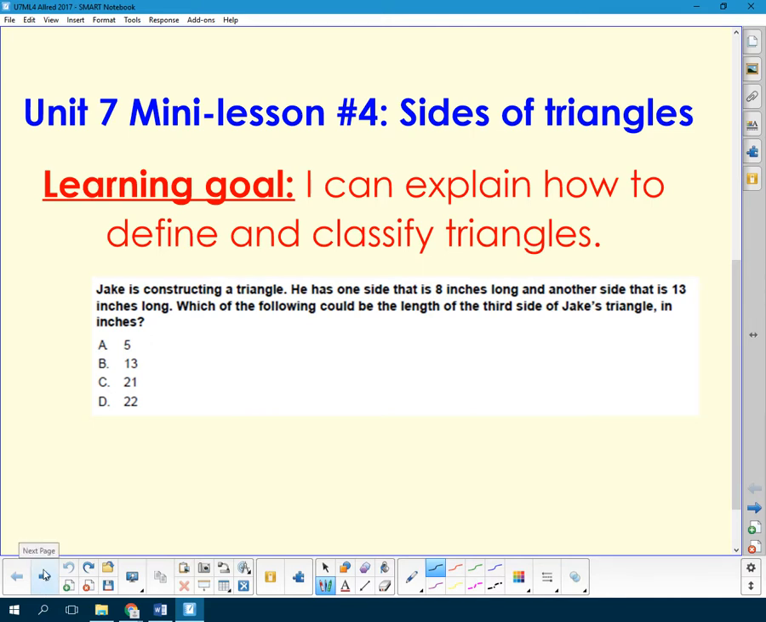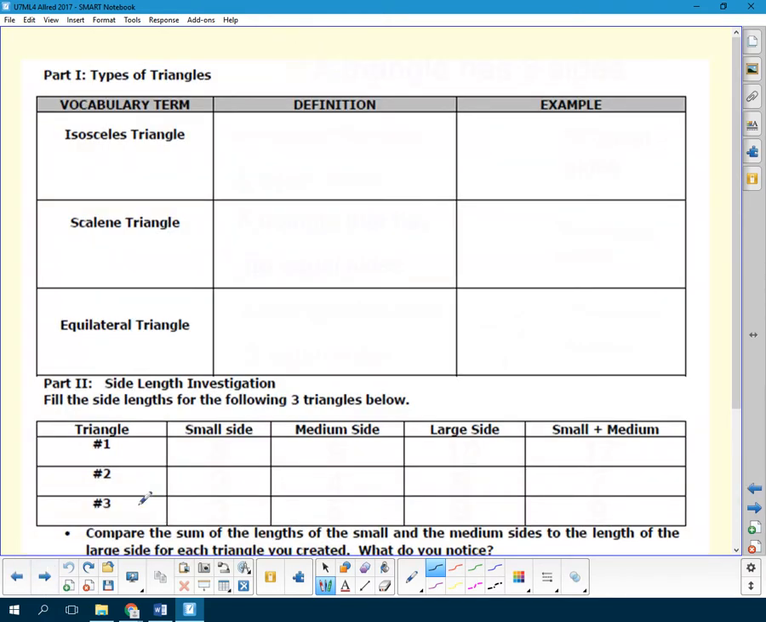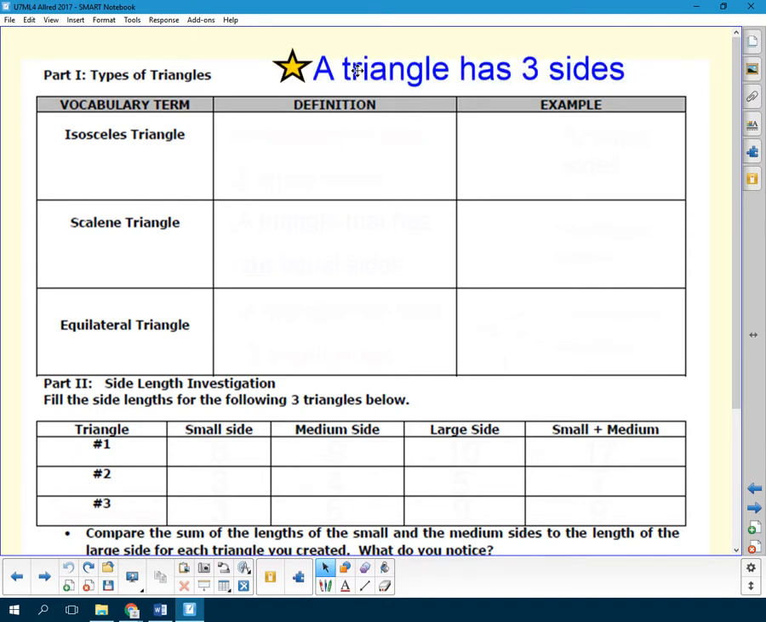Learning goal: you should be able to explain how to define and classify triangles, all right? And in this first part of the note, we're going to be classifying triangles by their sides. It's important to know that a triangle has 3 sides, right? I would definitely write that down. There are 3 different ways you can classify a triangle by its side lengths, if you're thinking about its side lengths and their relationships to each other.